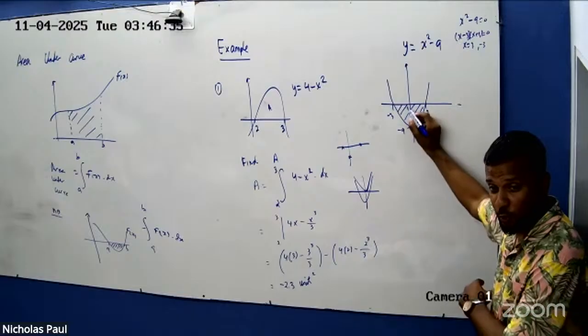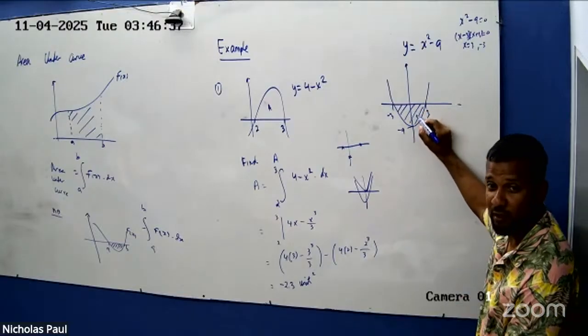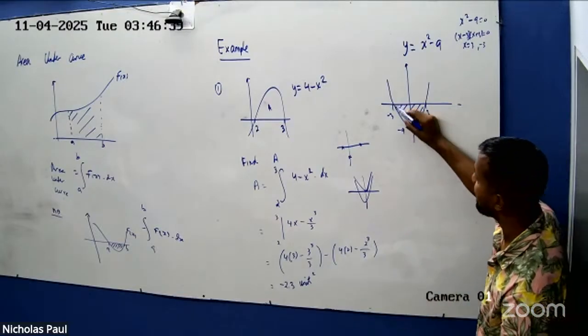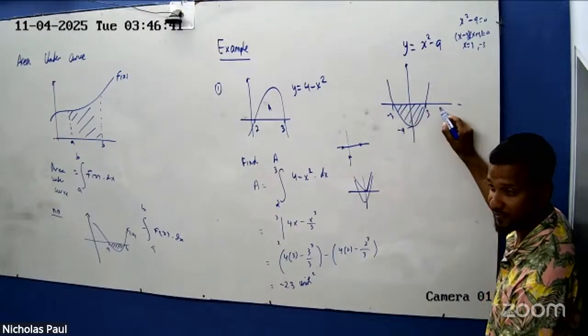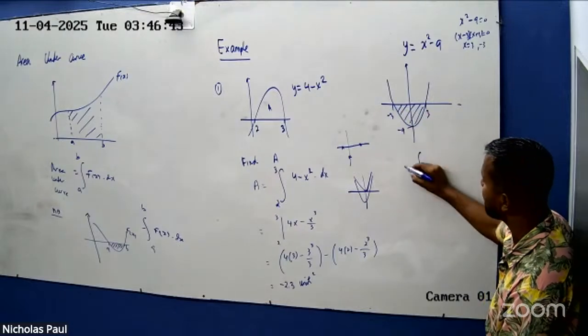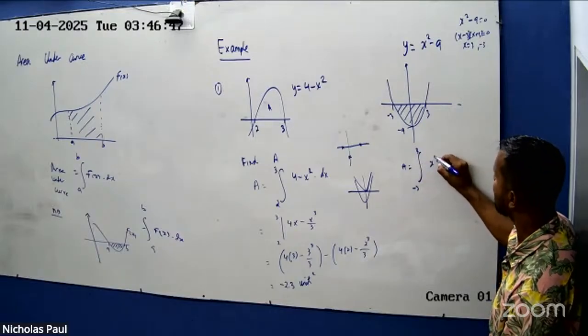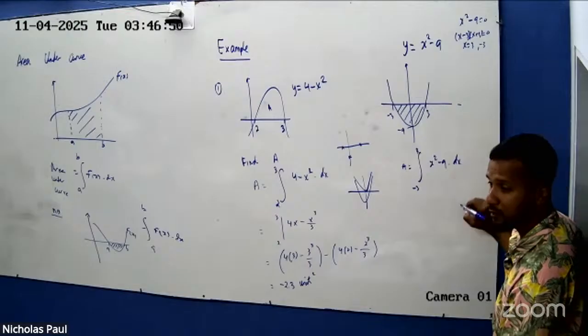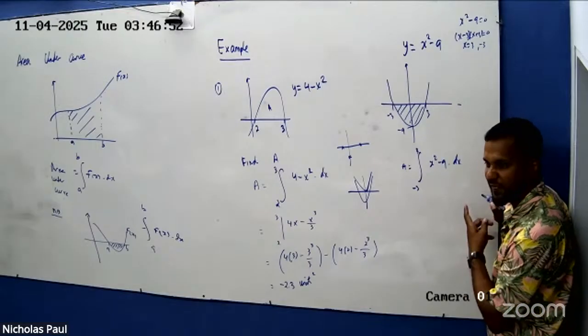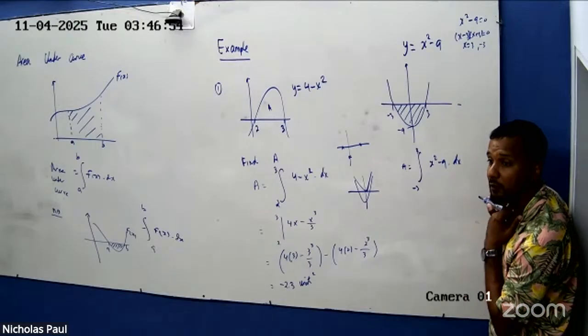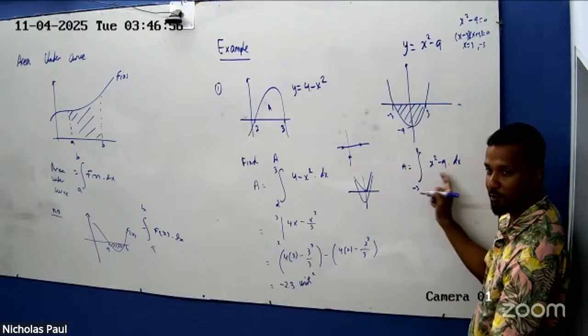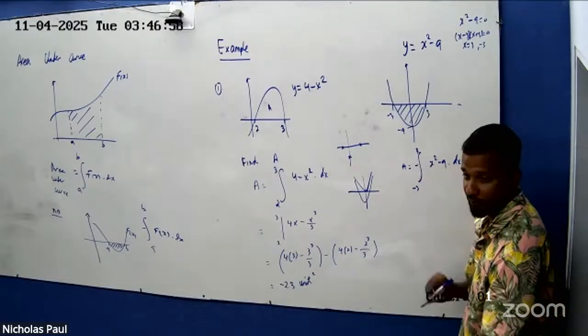You'll see why this is the shaded region, because they want the area between the curve and the x-axis. So we're integrating between 3 and -3 of x squared minus 9. Something is missing from this formula: a negative sign.